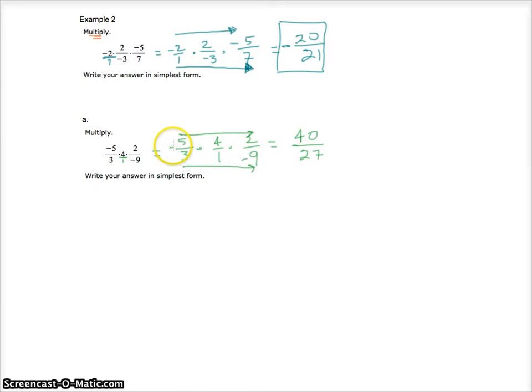And then I count my negatives. 1, 2 negatives, 2 is even. So my answer is 40 over 27. I checked to reduce it and I cannot. These are both even and an odd number, so they're not necessarily divisible by each other. This is divisible by 3, this is divisible by 4, so they are not reducible again, so here is your solution.